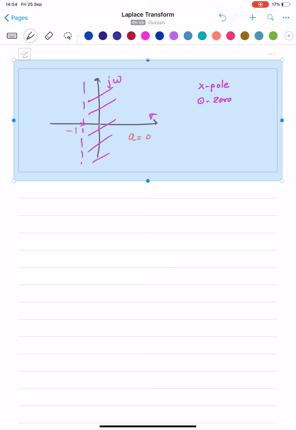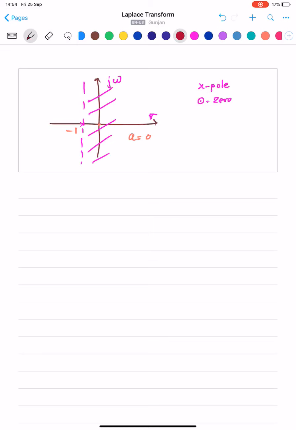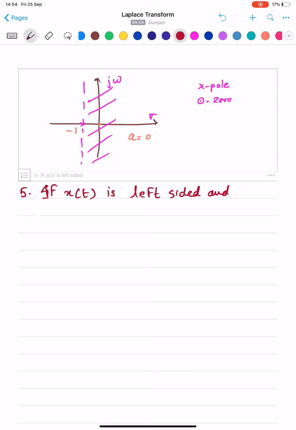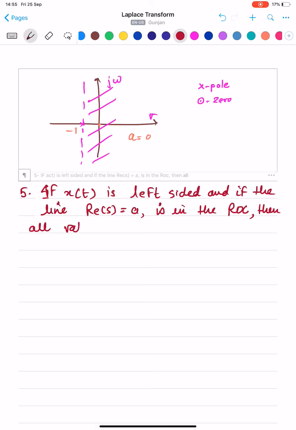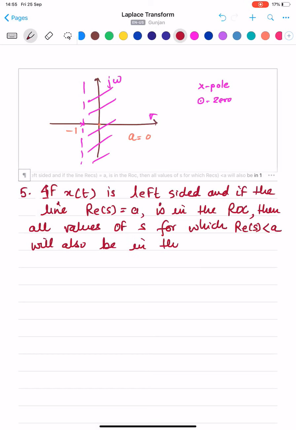Alright, the next is the property for a left-handed system, which says that if x of t is left-sided, and if the line real s equals A is in the ROC, then all values of s for which real s is less than A will also be in the ROC.